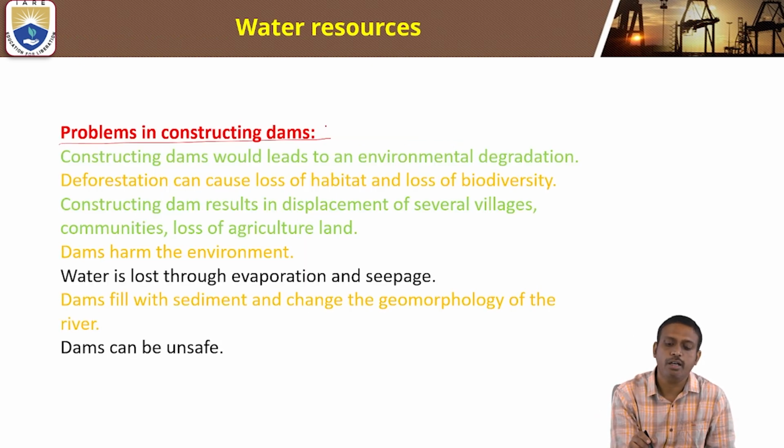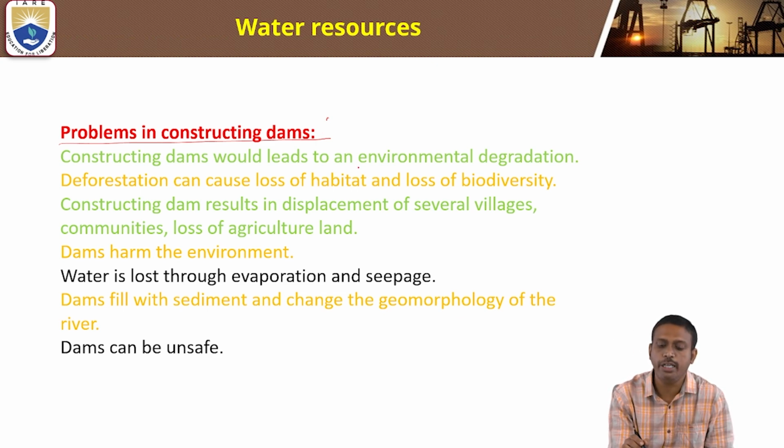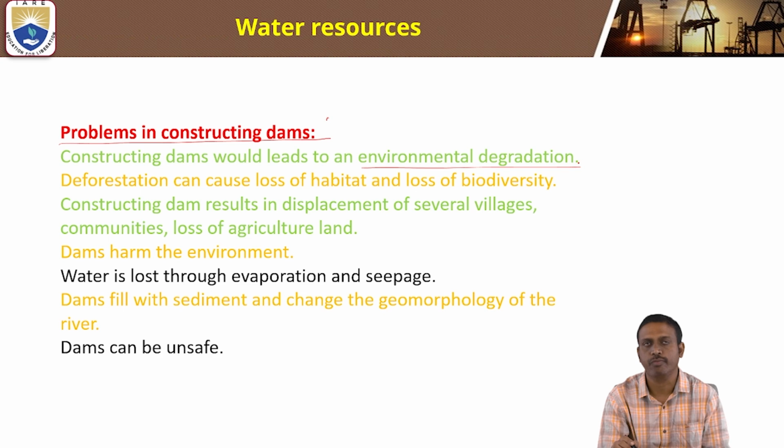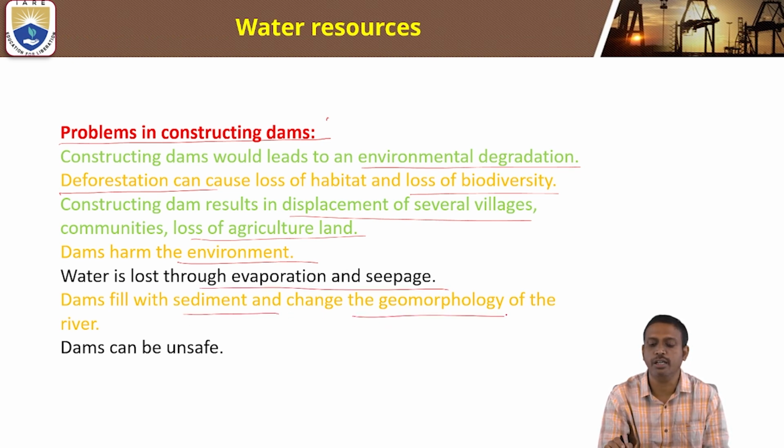Problems in constructing dams. What are the problems in constructing the dams? Construction of dams leads to environmental degradation. Deforestation can cause loss of habitat and loss of biodiversity. Constructing the dam results in displacement of several villages and communities, and loss of agricultural land. Dams harm the environment. Water is lost through evaporation and seepage. Dams fill with sediment, changing the geomorphology of the river. Dams are unsafe.